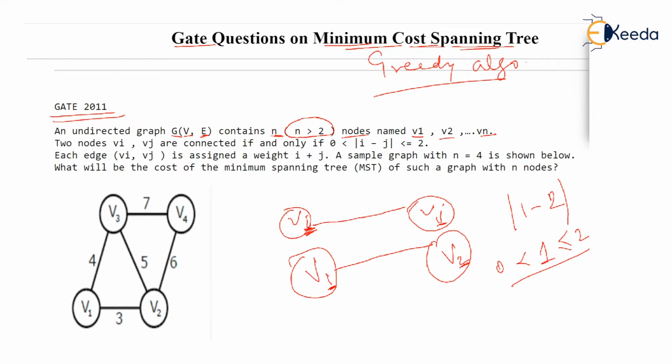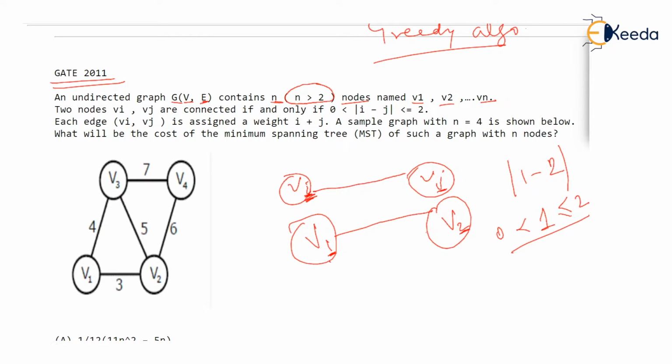So similarly, even v1 and v3 will be adjacent because 1 minus 3 or 3 minus 1, whatever you take, is 2. So 3 and 2 also will be adjacent because 2 minus 3 is just 1. But if you take v4, one more vertex, then 1 and 4 will not be adjacent because the difference between their indices is more than 2. But 3 and 4 will be adjacent and 4 and 2 will be adjacent, isn't it? So that is what they are saying.